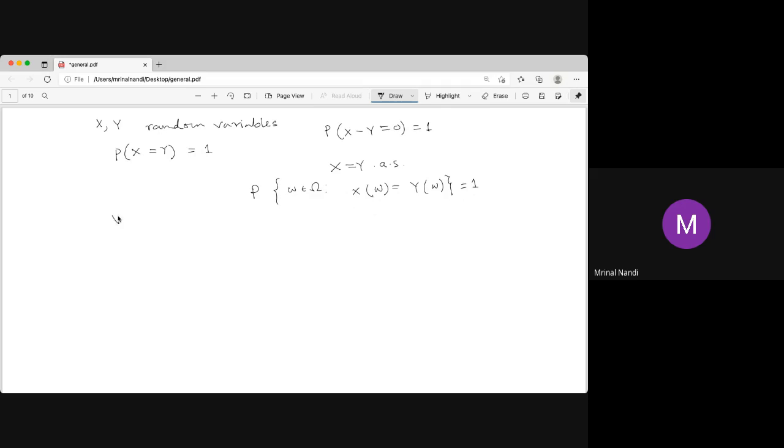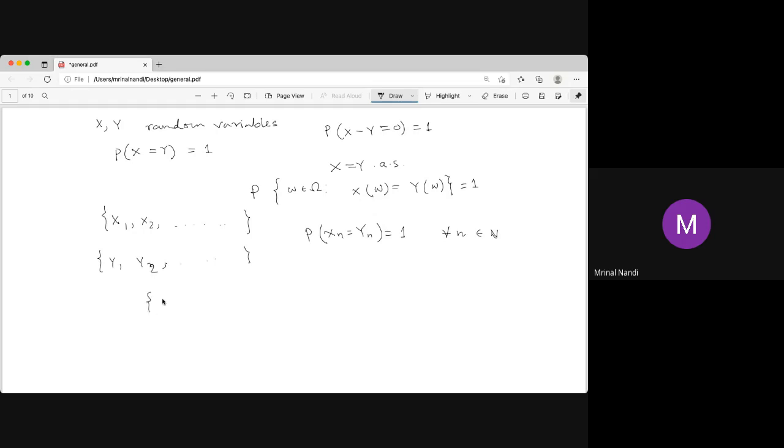Now, similarly, if there is a sequence of random variables, x1, x2, ..., xn, and y1, y2, ..., yn, how do you know two sequences are equal? Clear. The probability that each term is equal, Xn equal to Yn, is 1 for all n.